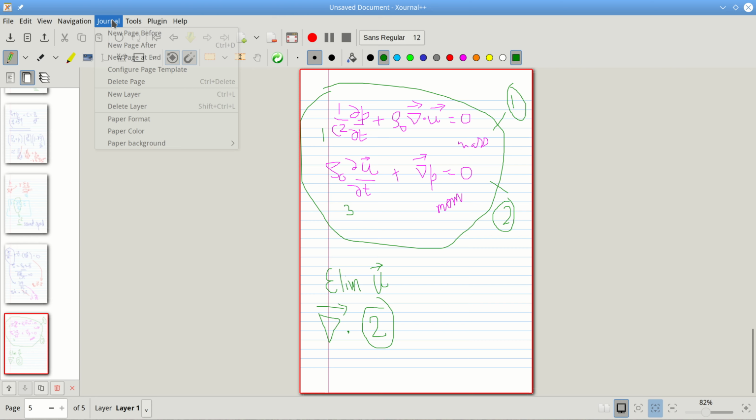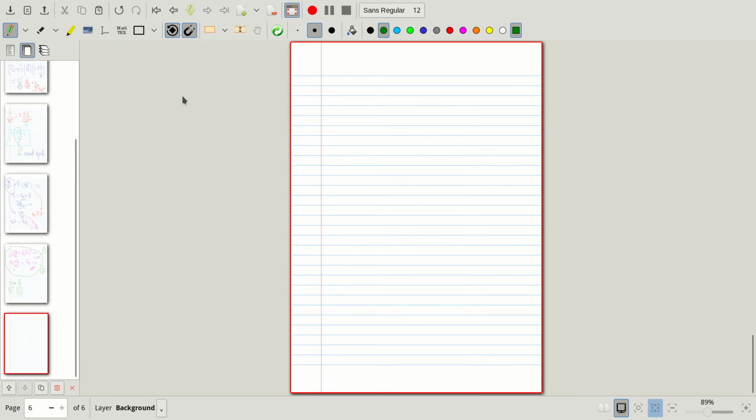So let me go through that. So when I take that del, what I will have is dou by dou t of rho naught del dot u plus divergence of gradient, so that gives me the Laplacian operator, del square p equal to 0.